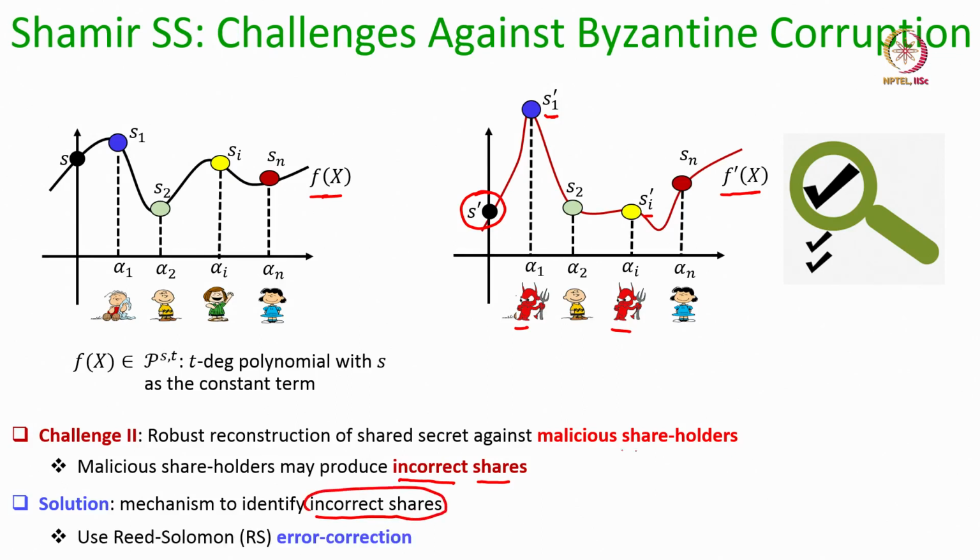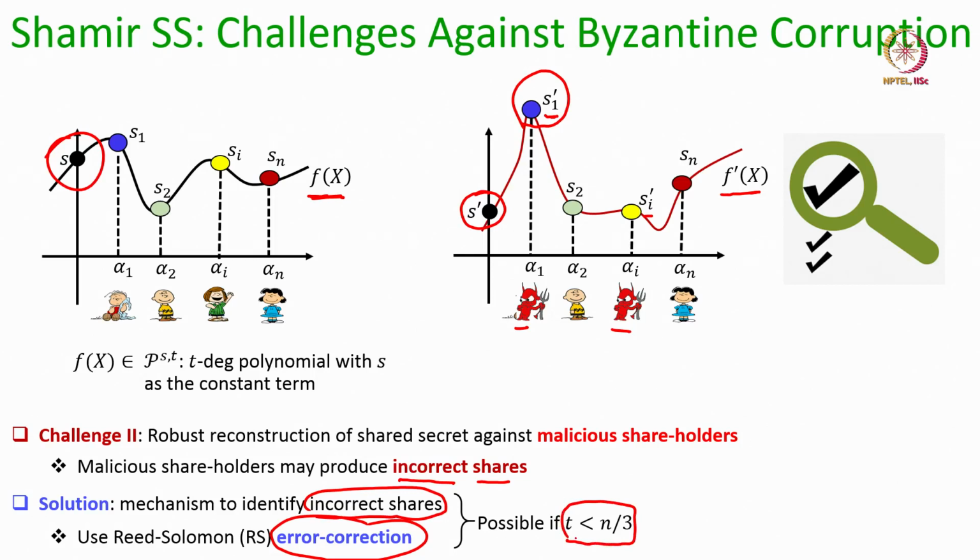It turns out that this second challenge is relatively easier to deal with, because recall that in the earlier lectures we had seen a very nice relationship between Shamir secret sharing and Reed-Solomon error correction. The problem we are encountering, challenge 2, is to get back the original polynomial f of x and the original constant term s even in the presence of incorrect shares or malicious shares. This can be taken care of through Reed-Solomon error correction, provided we are working with the condition t less than n over 3.